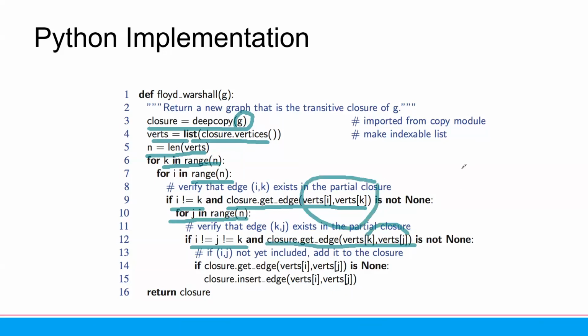So the first is we have the i and k, and then we want to check whether there is an edge k and j. And then we want to check again if there is any edge in i and j. If there is no edge, then we will insert the edge i and j. Okay.